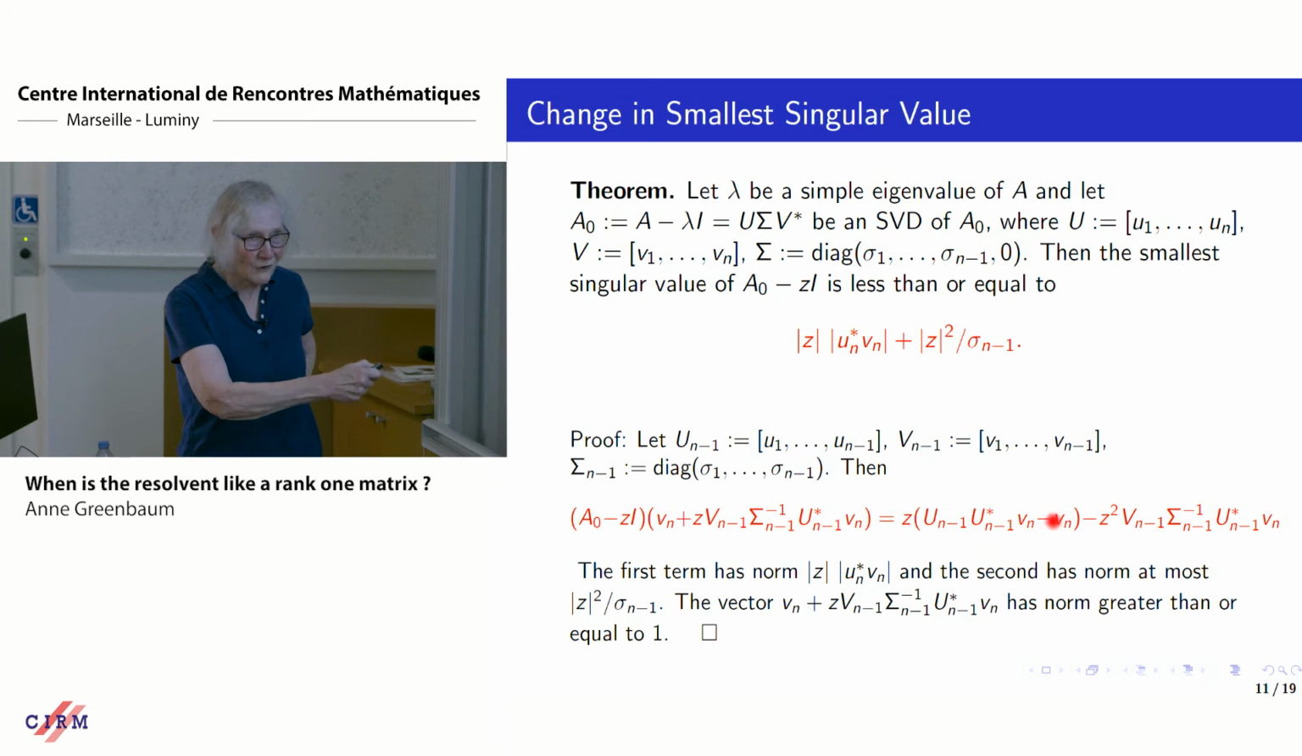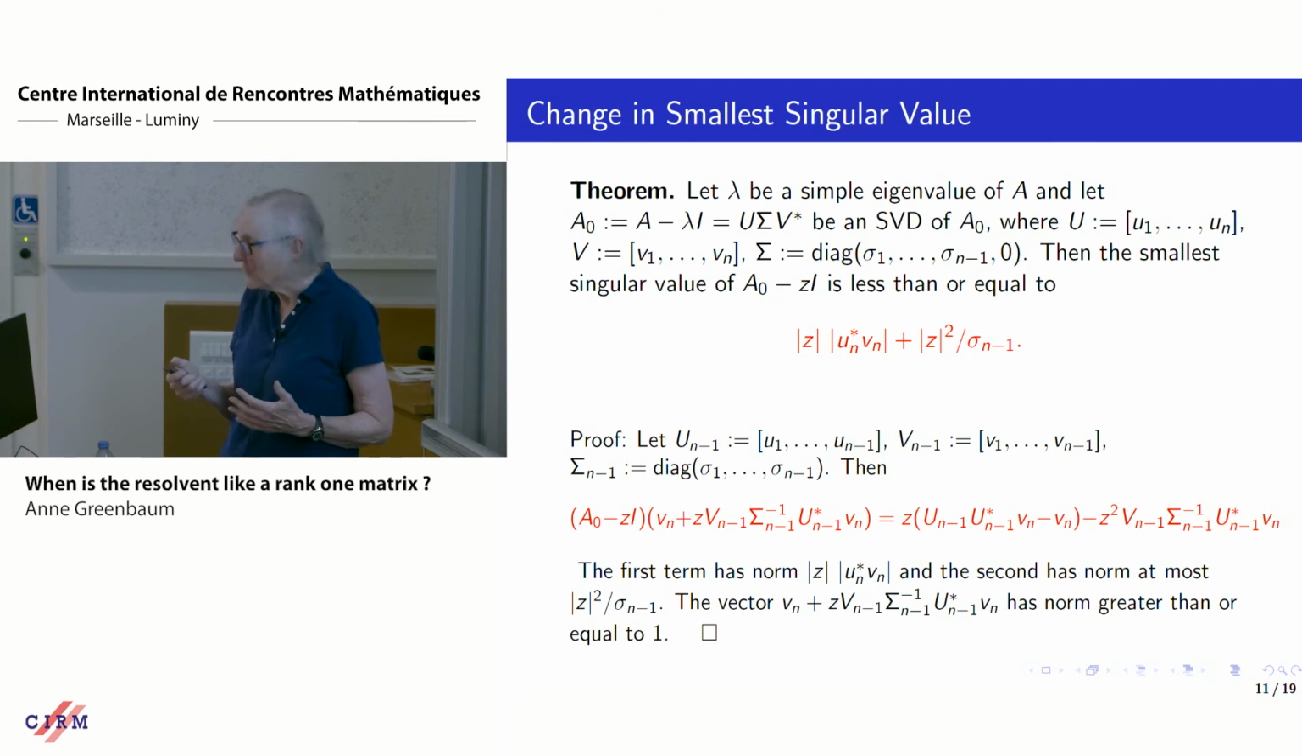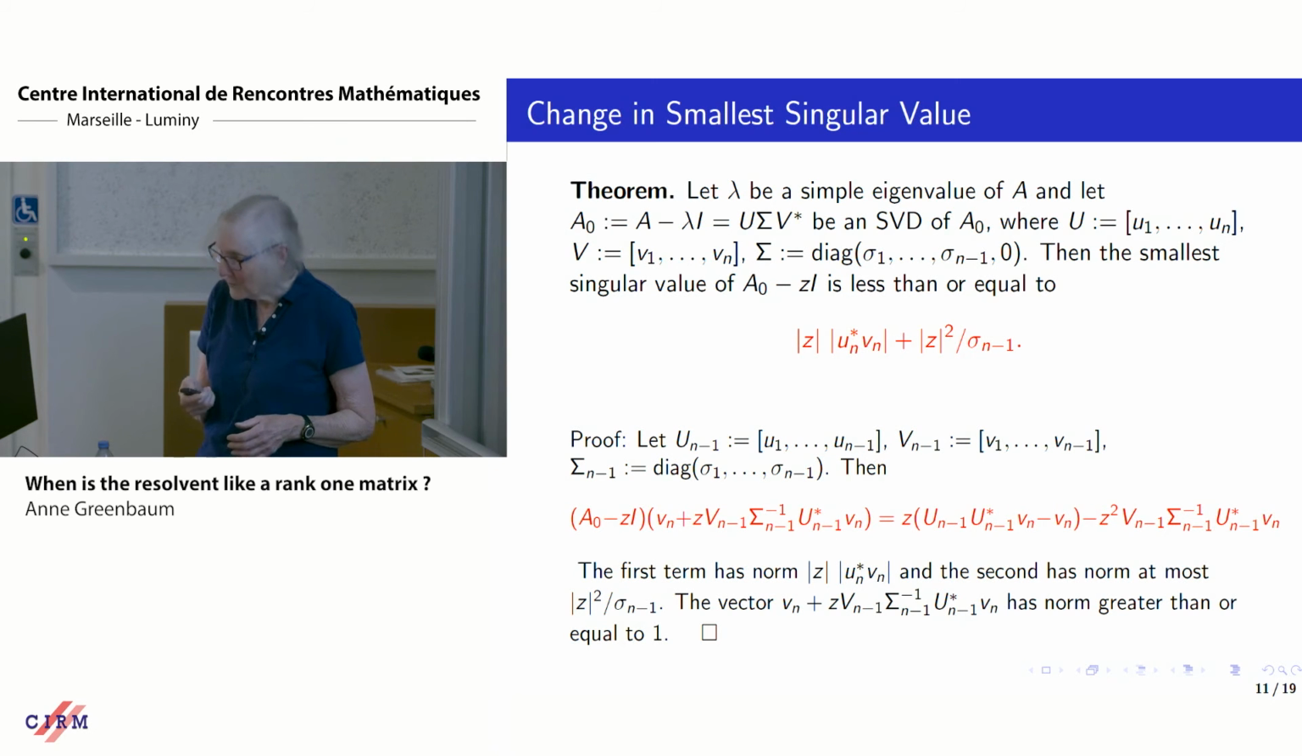That's the coefficient of Z. And then I've got this Z squared term. The first term, that's just un star vn. And so its norm, it's multiplied by Z, its norm is the absolute value of Z times un star vn. And the second has norm at most, well, Z squared times 1 over the second smallest singular value of A minus Zi, the first non-zero one. So assuming that that one is not too small, this says that sigma n will not change like Z, but more like Z squared when un star vn is almost 0.